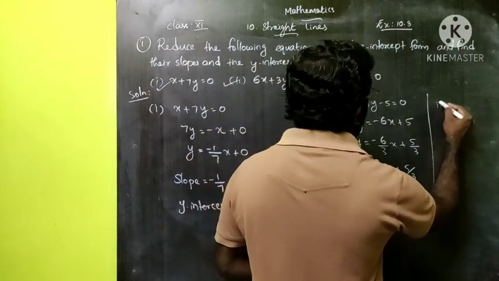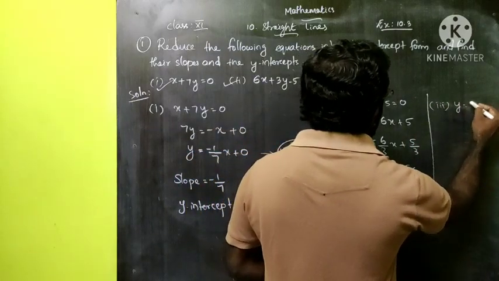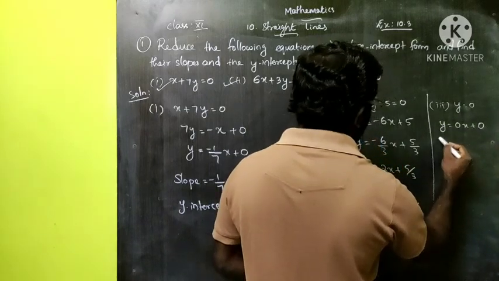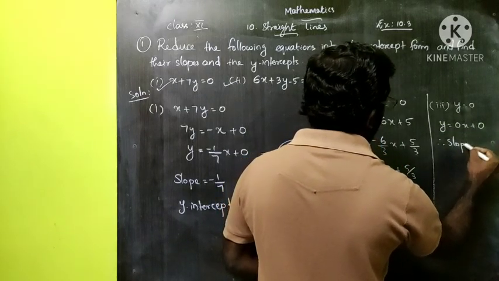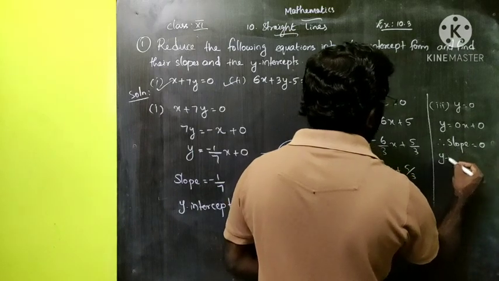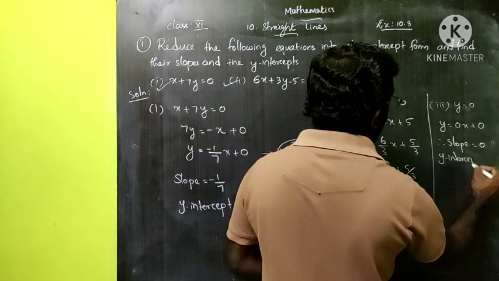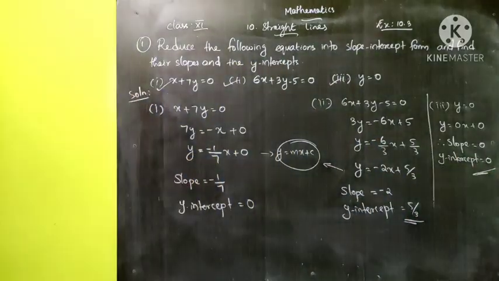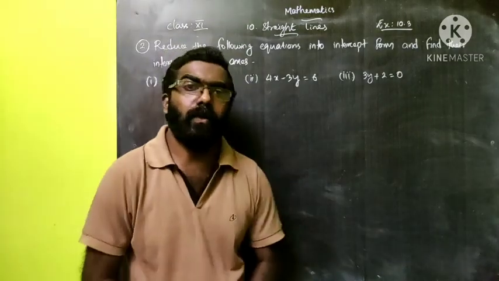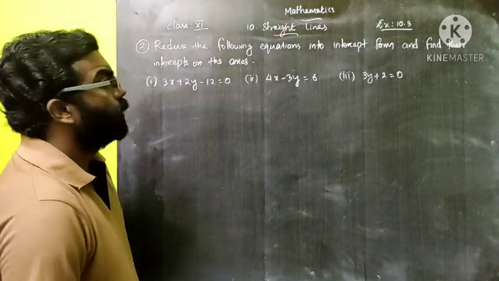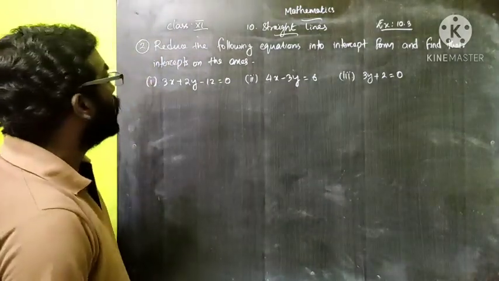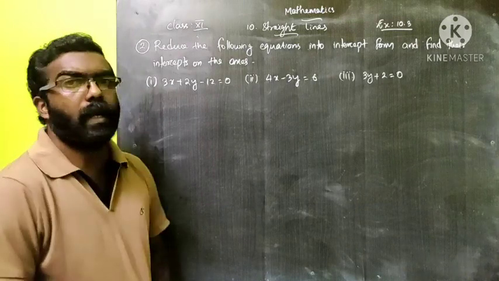And the third one is y is equal to 0. It's very simple. So this can be written as y is equal to 0 x plus 0. And from this we can write slope is equal to 0 and y-intercept is also 0. Clear?